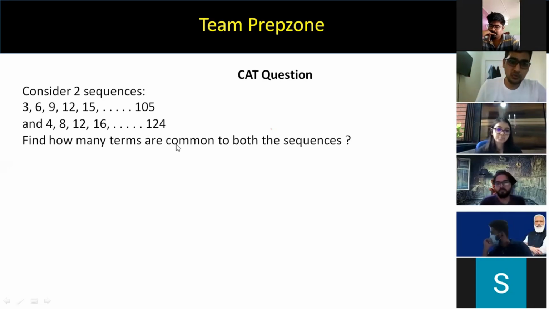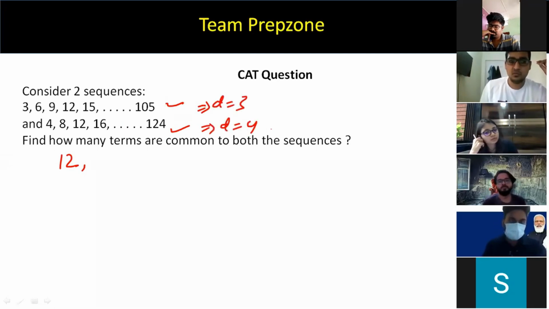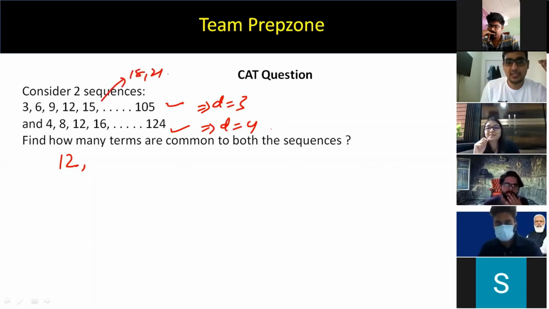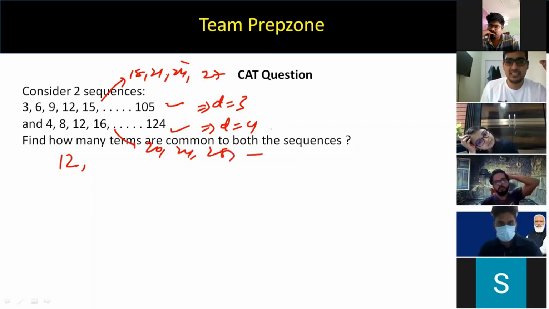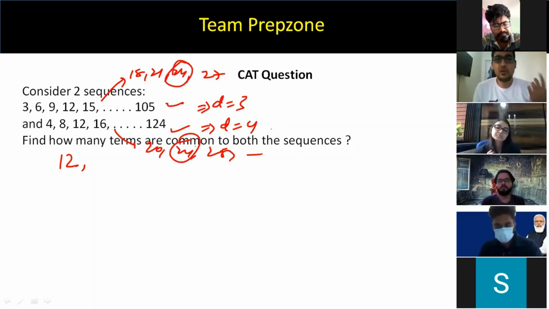So you know that among the common terms, the first common term will be 12. This is an AP, this is an AP, so of course the resultant sequence will also be an AP by visualization. What is the common difference of this one? It is 3. And of this one? 4. So one thing you can do is keep on writing the sequence. For example, 18, 21, 24, 27. Here, after 16 comes 20, 24, 28 and so on. So you can say the next common term will be 24. But of course, you cannot keep on doing it manually. You will have to identify a pattern. So what do we do?